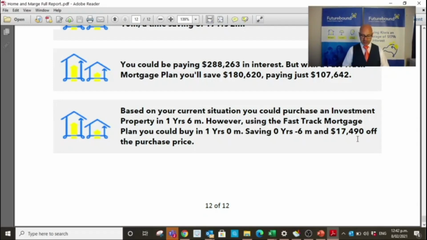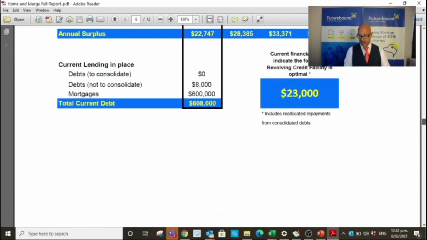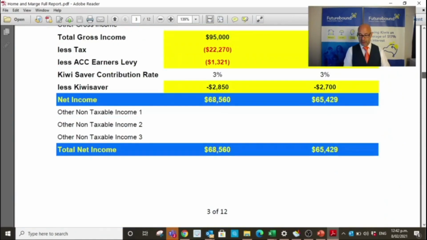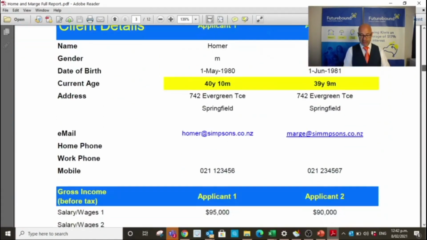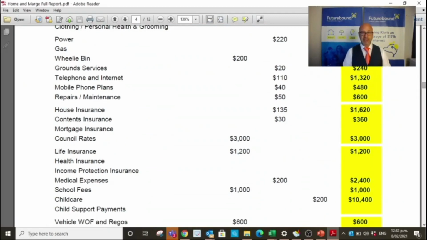So this is a copy of Fast Track Mortgage Plan. This is what you're going to get a copy of. I would challenge you and invite you to take it really seriously. Make sure you understand it, because if you put this into practice, you will change your financial life.